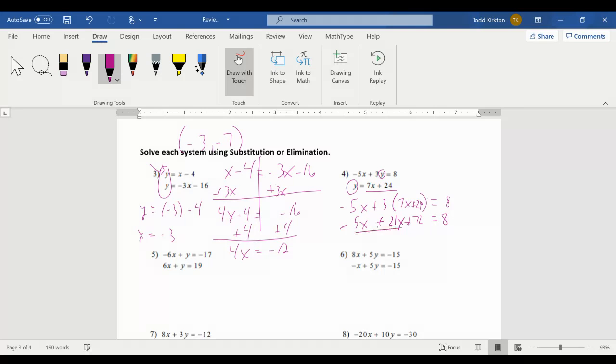You've got to combine like terms, so 16x plus 72 equals 8, minus 72 minus 72. 16x equals -64. Divide both sides by 16. x equals -4. That's half my solution. To find the other half, I'm going to use this one because it's already solved for y. Put in my x. So -28 plus 24 is -4.